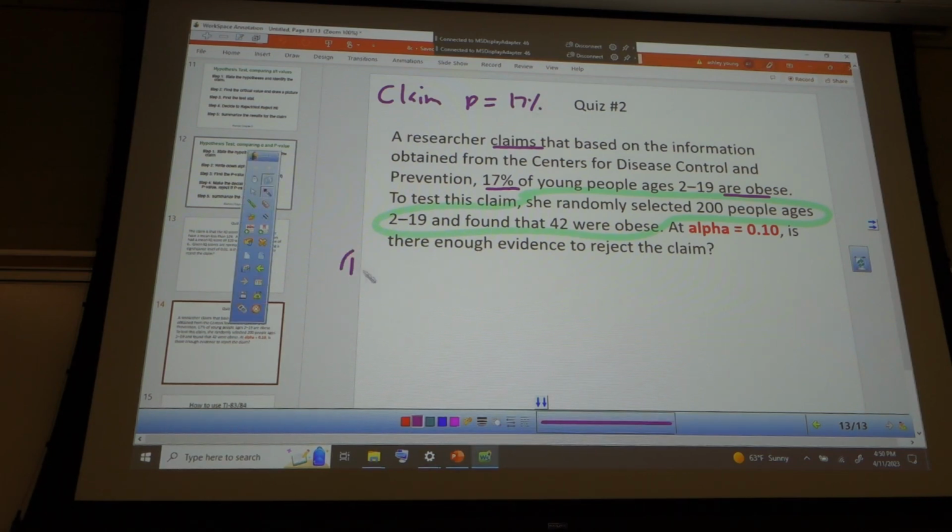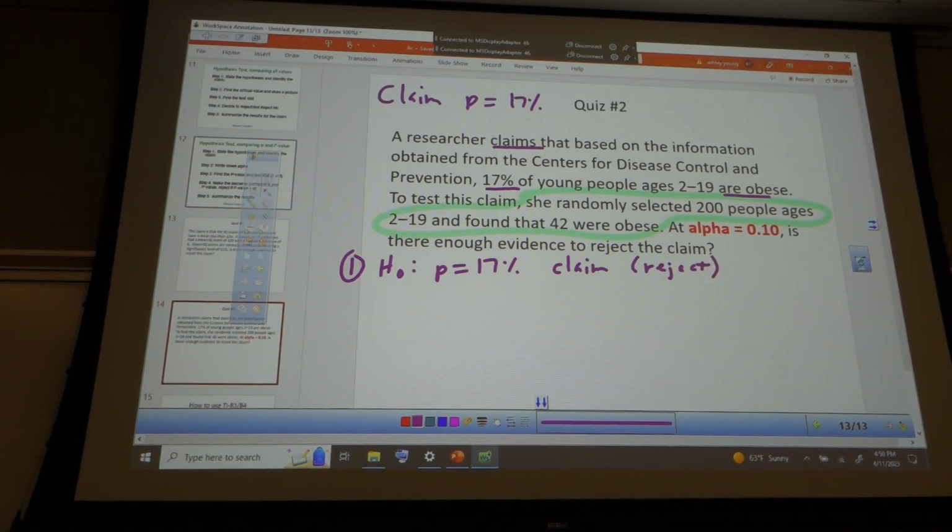All right, so step 1, H naught is always P equals. So P is equal to 17%. Is that my claim? Yes, that is my claim. My claim is P is equal to 17%. So what word am I going to use? Reject. Is everyone on board with that? Is that making sense to folks?